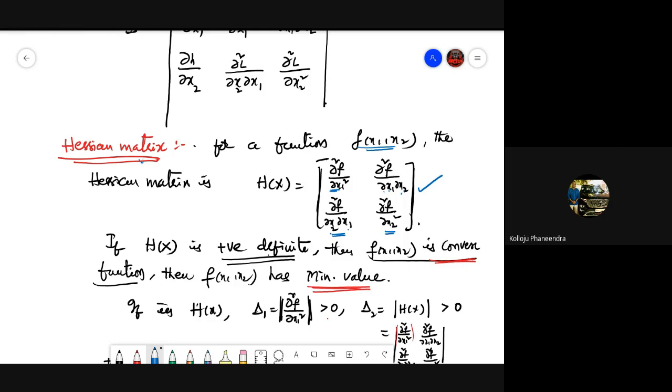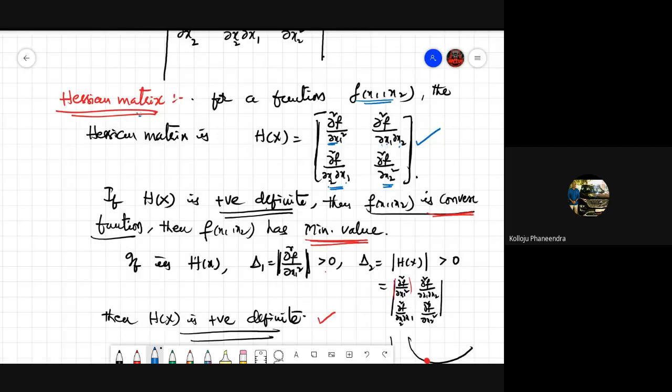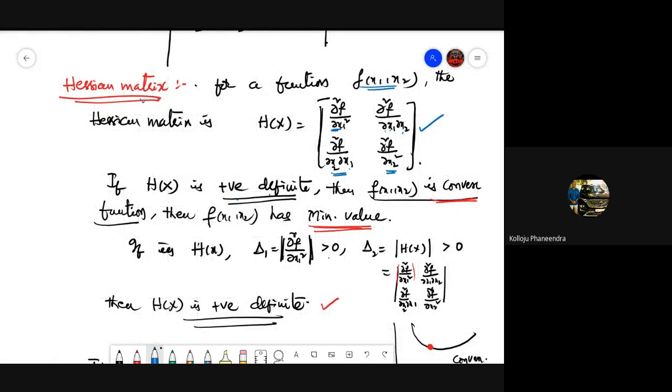This is the 2 2 position, which means f second derivative with respect to x2. Then how to decide maxima and minima? It gives the positive definite or negative definite of H of x. When H of x is positive definite, then f of x, the function, has a minimum value, and the function is called a convex function.